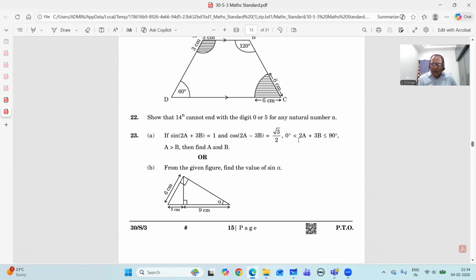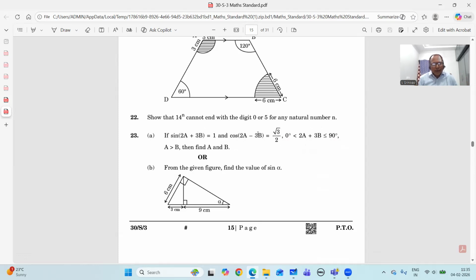For which angle theta between 0 and 90 degrees is sine theta 1? It is for when theta is 90 degrees. So sine 90 degrees is 1, so 2a plus 3b can be taken as 90 degrees, because there is only one such theta in this interval. Sin theta is 1, so that theta is 90 degrees. So 2a plus 3b becomes 90 degrees. Similarly, a is greater than b, and here for 2a minus 3b we assume it is in the first quadrant.